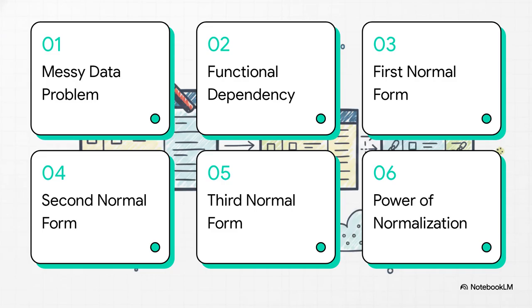Okay, let's dive into this. To reach data perfection, here's our roadmap for today. First, the messy data problem. Second, rules of functional dependency. Third, first normal form. Fourth, second normal form. Fifth, third normal form. And finally, number 6, the power of normalization.